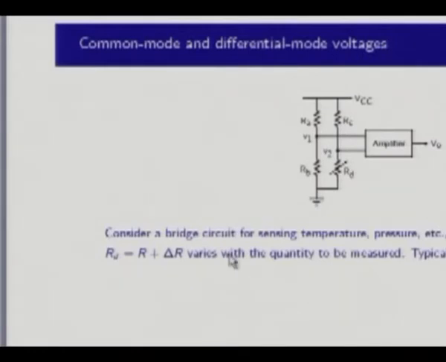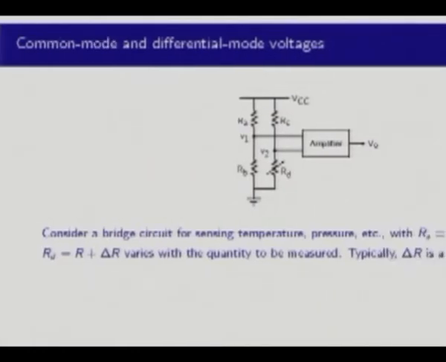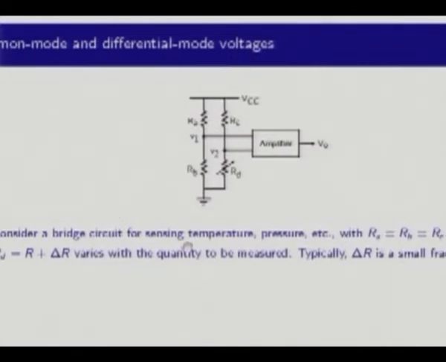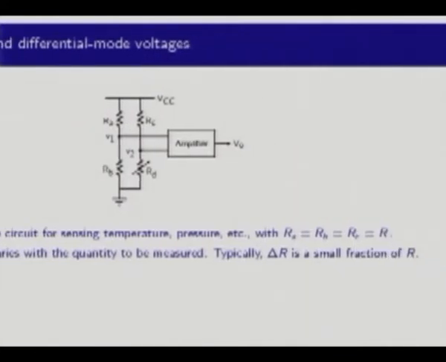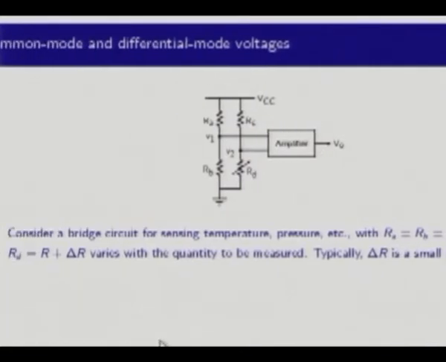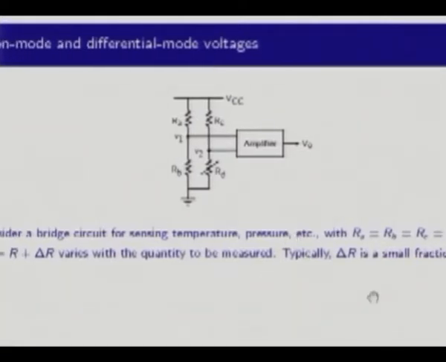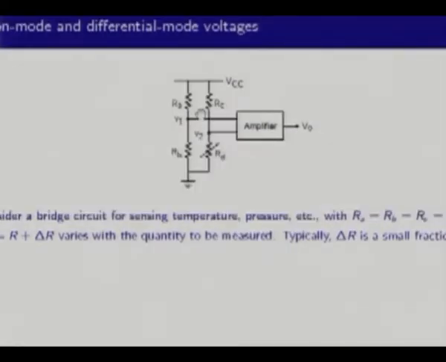Okay, next. So let's consider this bridge circuit for sensing temperature, pressure, etc., with RA, RB, RC all equal to R, and this RD we will say varies with the quantity to be measured. It could be temperature, pressure, strain, etc. So all of these RA, RB, RC are equal to R, and RD is equal to R plus delta R, where delta R could be positive or negative depending on whether the temperature or pressure is more or less than the nominal. Okay, next.